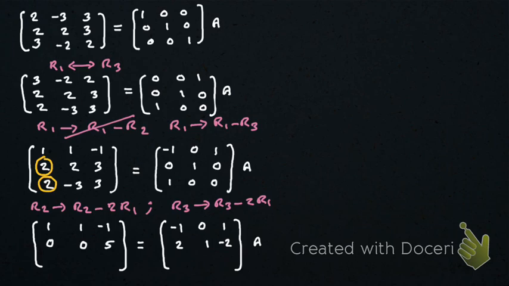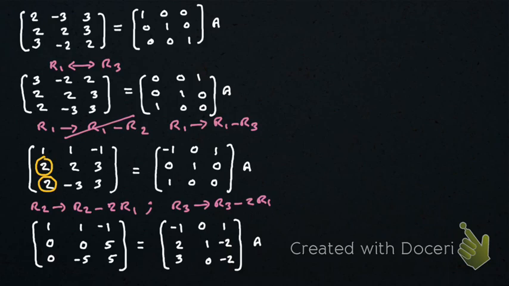And I do the same thing with R3. So how do I do that? 2 minus twice of 1. 2 minus 2 is 0. Minus 3, minus 2, minus 5. 3 minus minus 2, 3 plus 2 is 5. On the right side, 1 minus minus 2, 1 plus 2 is 3. 0 minus 0 is 0. 0 minus 2 is minus 2.